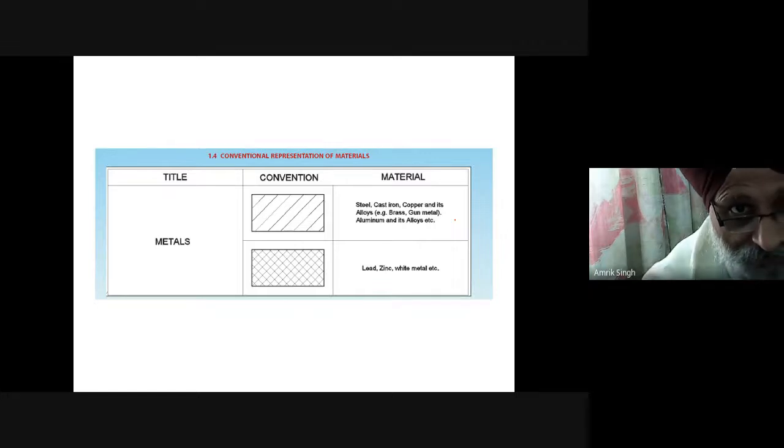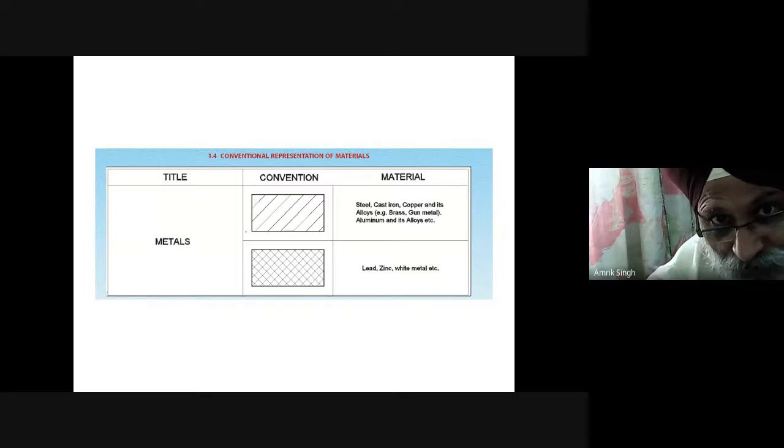Now you see, there is a convention for representation of the material. Suppose we have to represent a part which is made of steel, cast iron, copper, or its alloy, etc., then we will show it like this. Okay. If it is of lead, zinc, white metal, then we will show it like this.